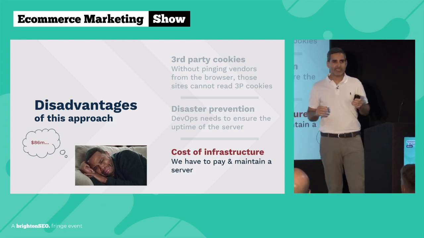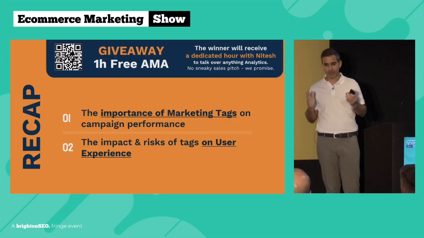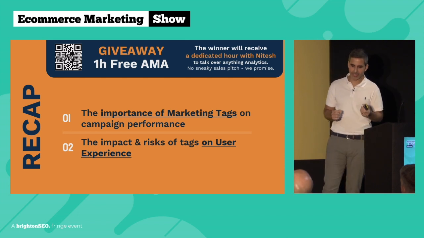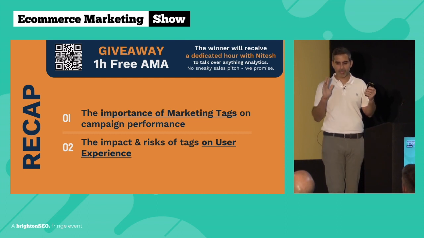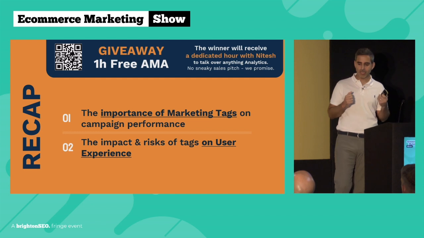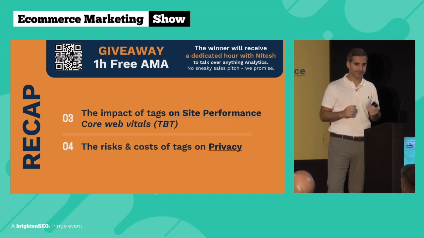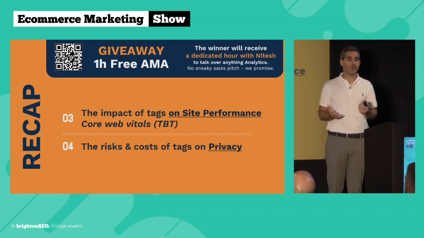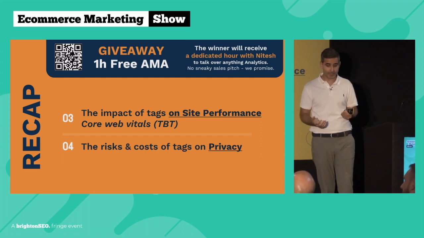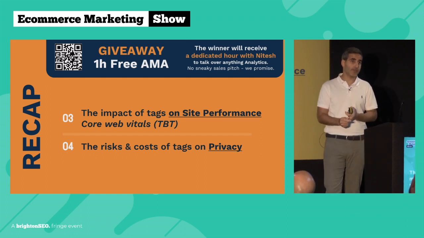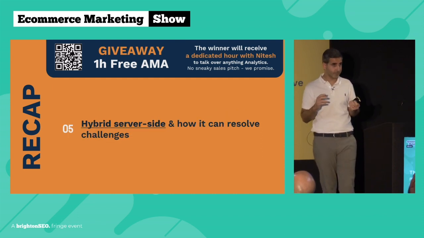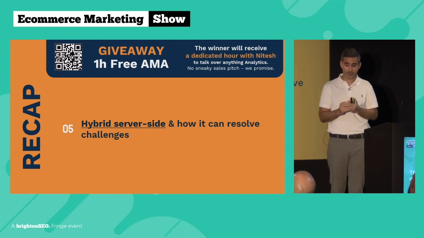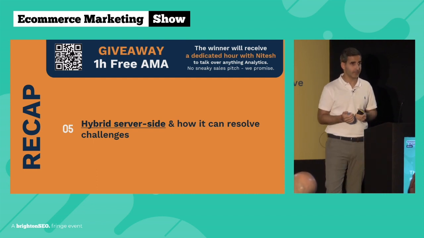All right. So just to recap. So number one, we spoke about the importance of marketing tags on campaign performance. So what is the benefit of using these marketing tags? Number two, we spoke about the impact and the risks of tags on user experience. We spoke about site performance. How does this work for core web vitals as well? And then we talked through privacy and what is the impact of this on privacy. Finally, we spoke about hybrid server-side and how it can resolve a lot of this.